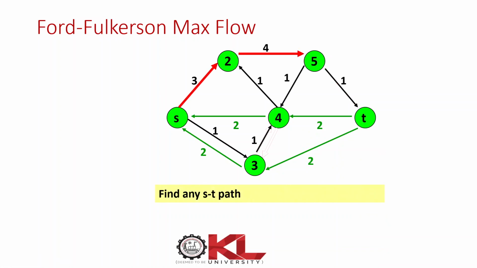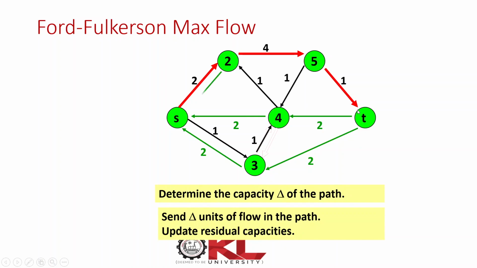So S, 2, 2, 5, 5 to T, here the smallest value is 1. So we will get a 1 reverse from here. Okay, we are reducing from 3 to 2. We are getting 1 from reverse, and then 3 we are getting, and 1 for reverse, and then here 1 for reverse, and forward it is 0.